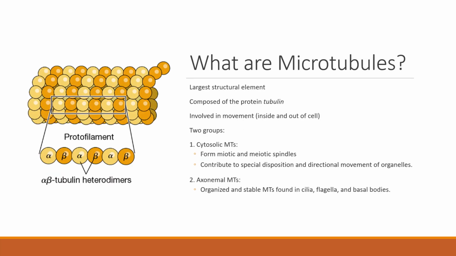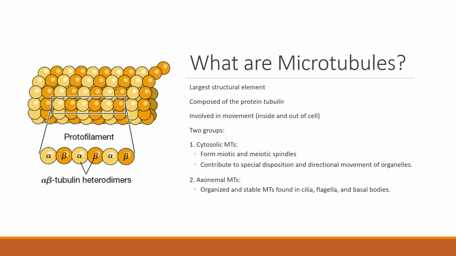So before I get started on their structure formation, I just want to give you guys a little bit of background of what exactly microtubules are. They are the largest structural element of the cytoskeleton in eukaryotes. They're primarily composed of a protein called tubulin, and they are generally involved in the movement of components inside of the cell or outside of the cell.